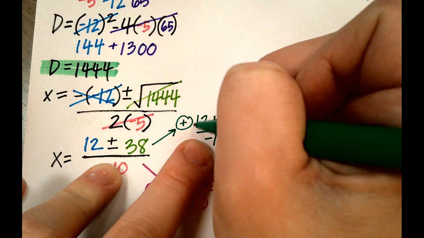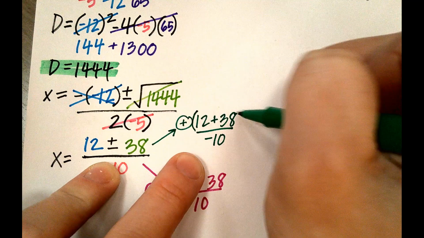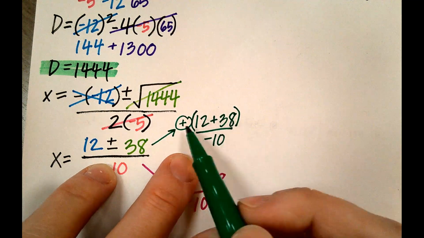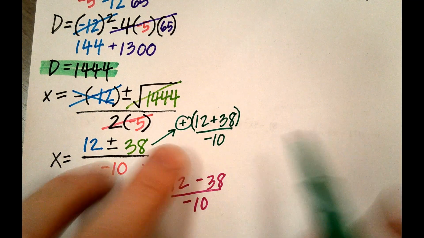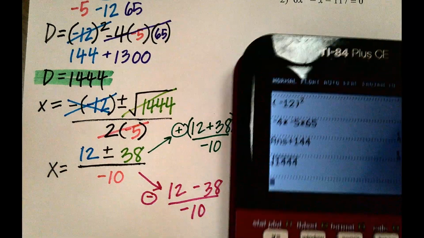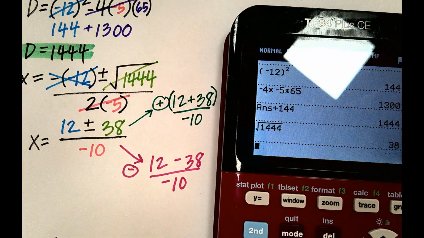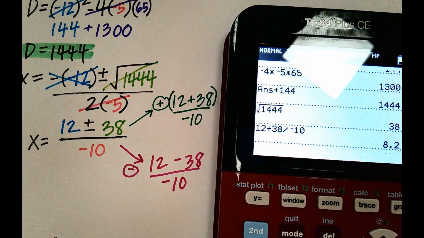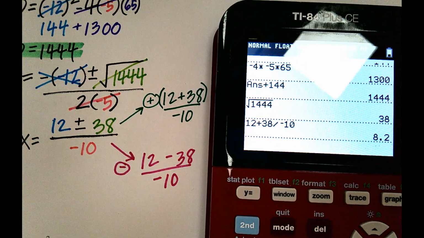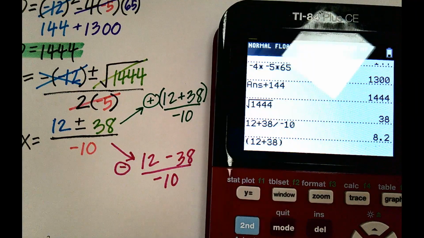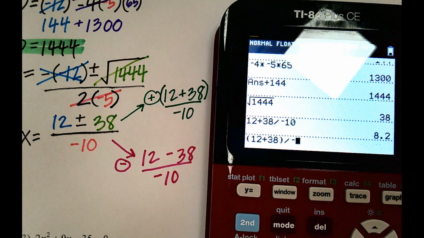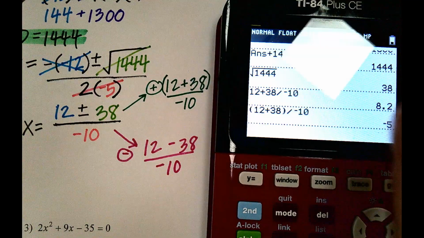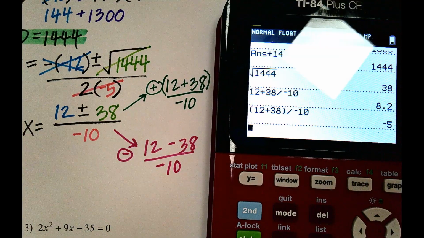My addition, what's on top, my 12 plus 38. Because it's in a fraction, we want to add these together and then divide by negative 10. Because watch what happens if I do it all at once. 12 plus 38 divided by negative 10, I'm getting 8.2. But if I put parentheses first, 12 plus 38 in parentheses, telling my calculator do the addition first, then divide by negative 10. Now I get the right answer, negative 5.